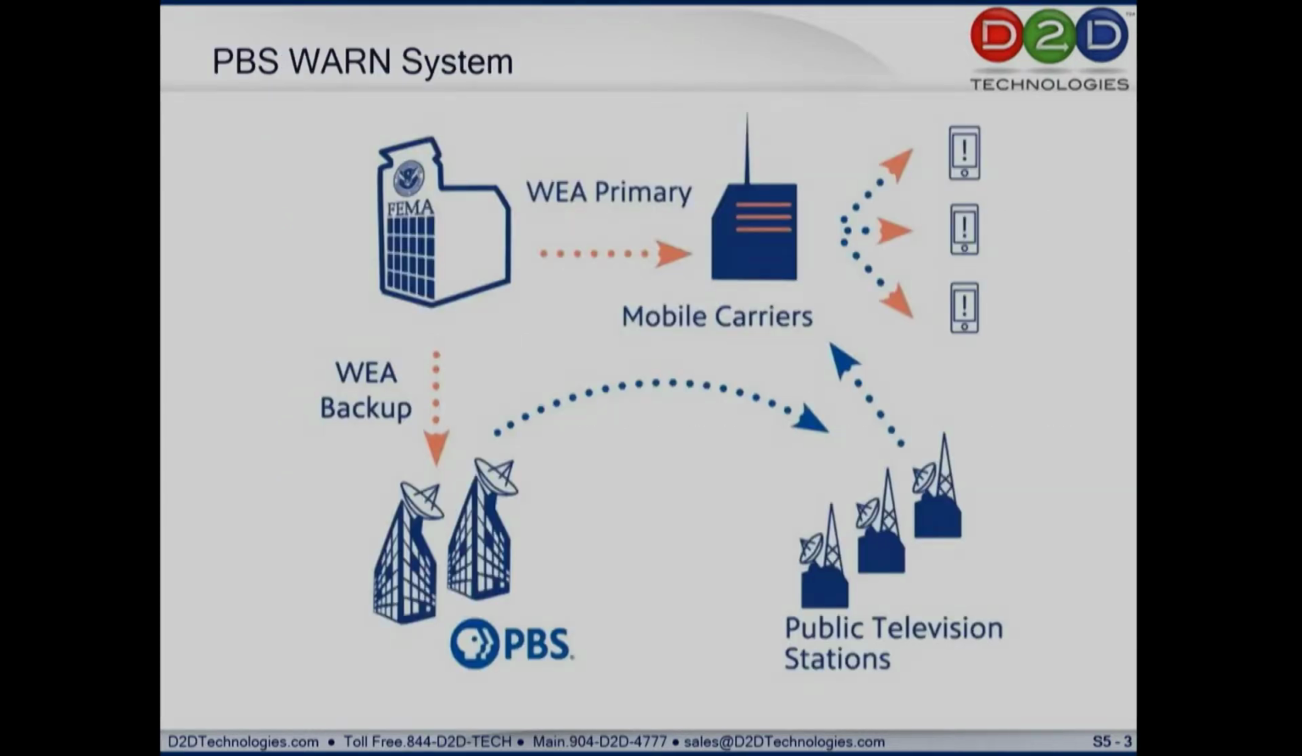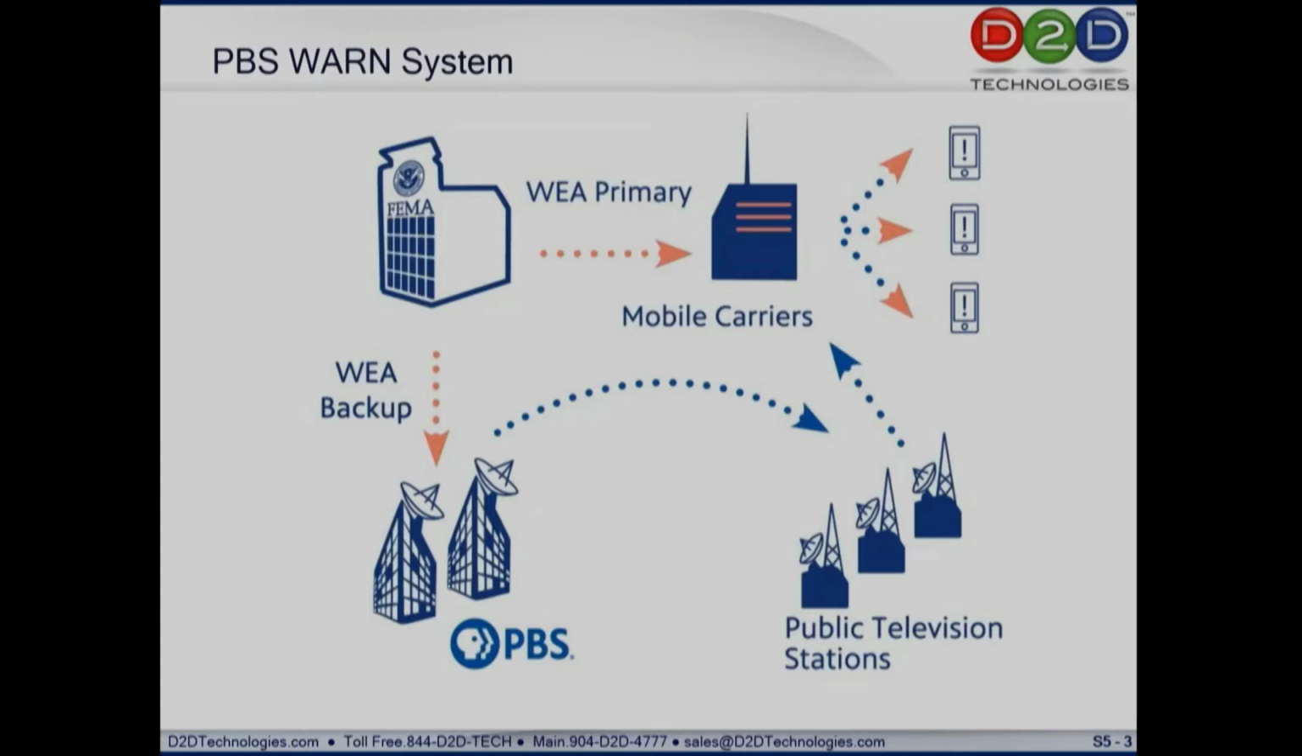So this here is an overview of the PBS WARN system. It's a project we developed in partnership with PBS. It's basically a backup system for the Wireless Emergency Alert system. And what this is doing here is FEMA will generate the alert messages. They send it over the internet to the mobile carriers, then it's broadcast out to all the cell phones which are needed for that particular market.